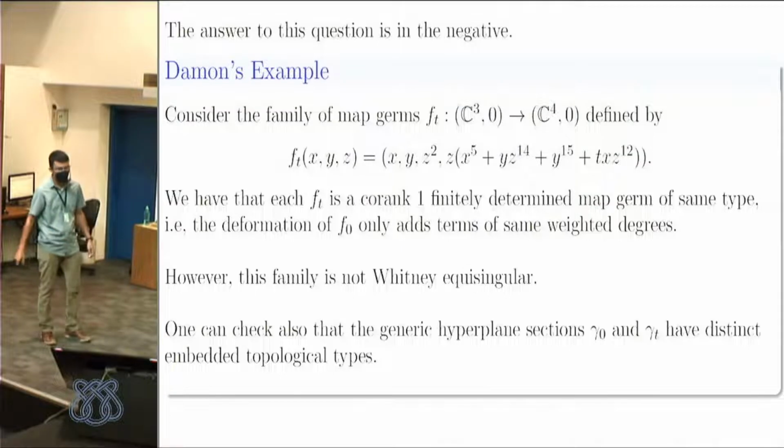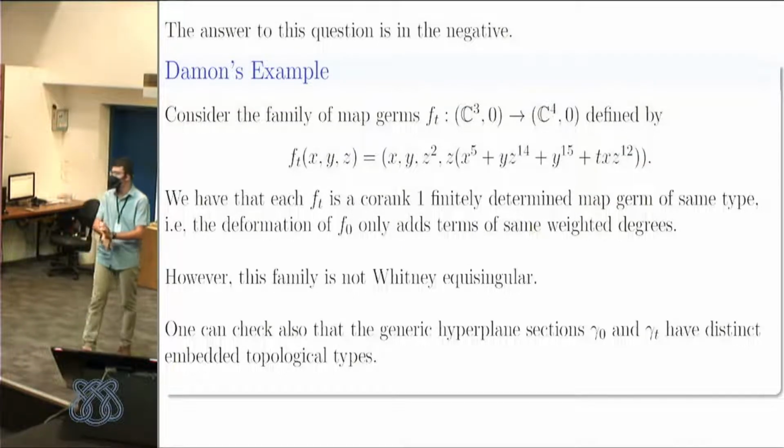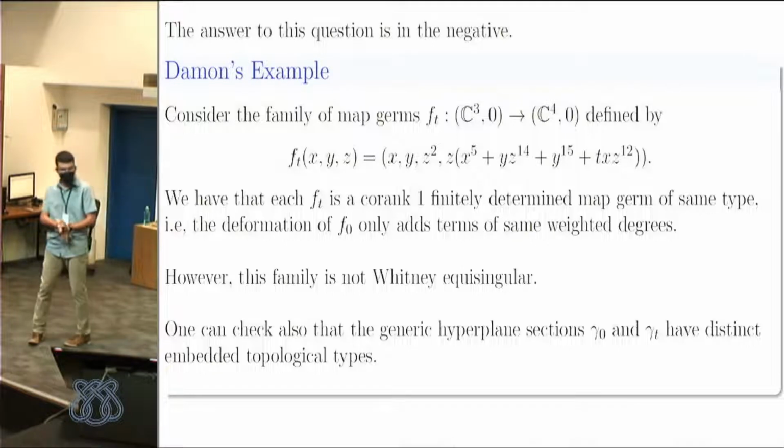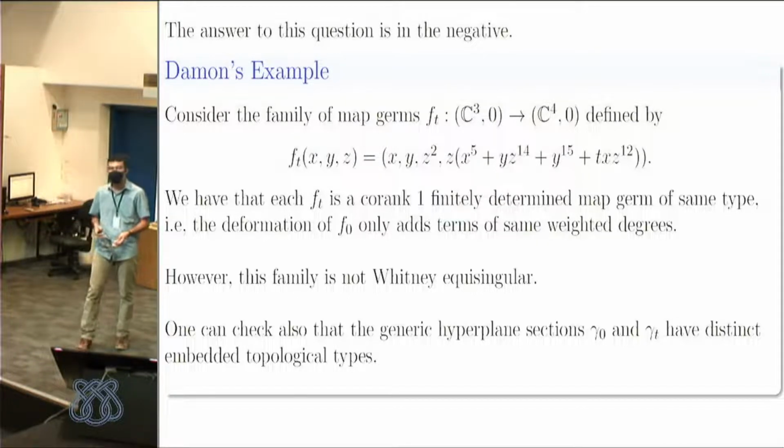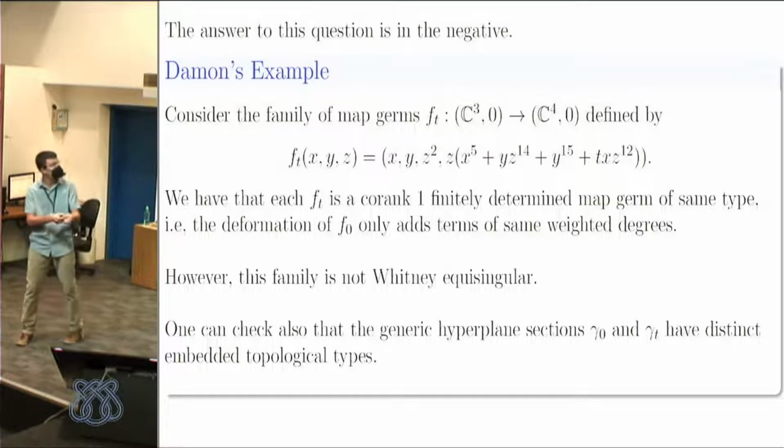So here I have a very classical example, it is a Mond example. It's a family of map germs from C^3 to C^4. This is a topologically trivial family of map germs. And in this case, we can note that the deformation adds only terms of the same weighted degrees, and each F_t is a corank one finitely determinate map germ of the same type. So we have all the hypotheses that we ask.